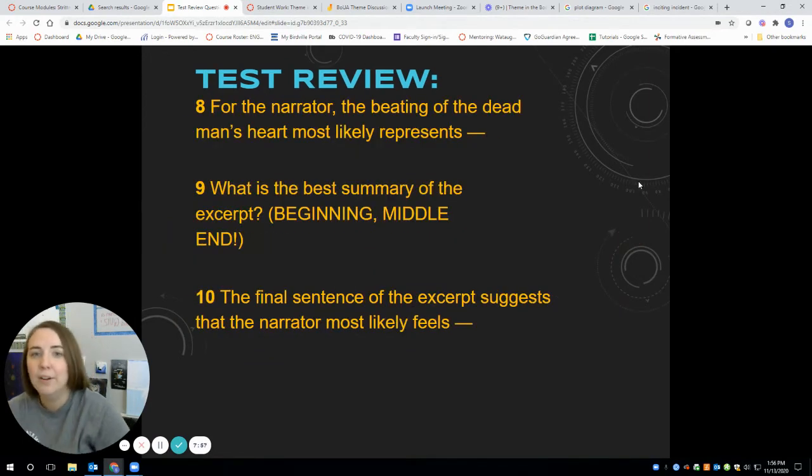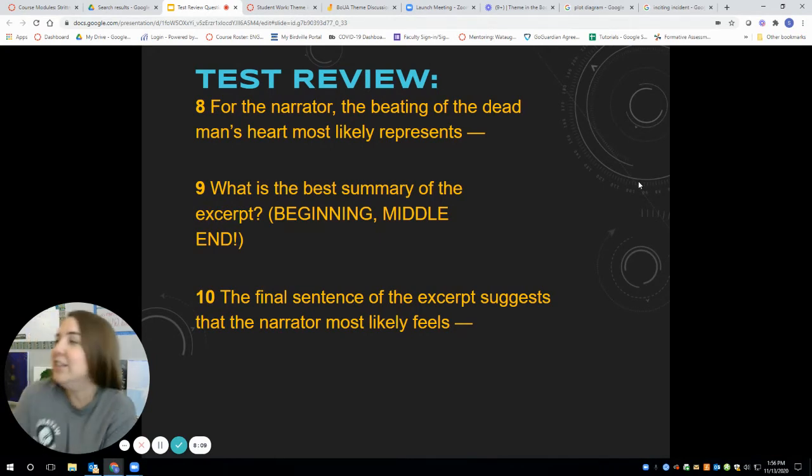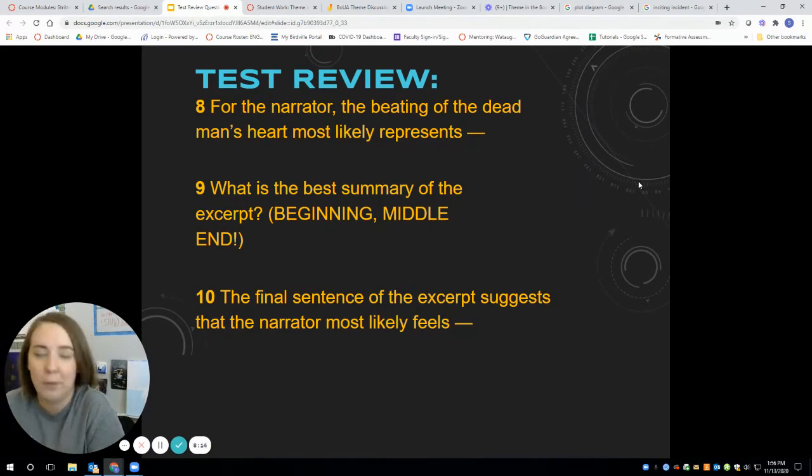Number 8. For the narrator, the beating of the dead man's heart most likely represents. This is another inferencing question where you have to read between the lines and you have to have read the whole story. They're going to give you something symbolic and say, to this person, this symbol means. So for the narrator, the beating of the dead man's heart. If you remember in the story, he keeps hearing the heart beating through the floorboards while the police are trying to talk to him. So it most likely represents either his own guilt because he killed the old man because of his eye, or again represents his insanity. It's a little bit of a tougher question because it has to do with symbols, but y'all can do this.